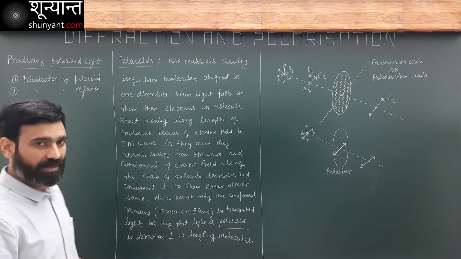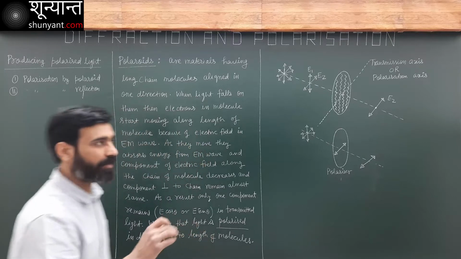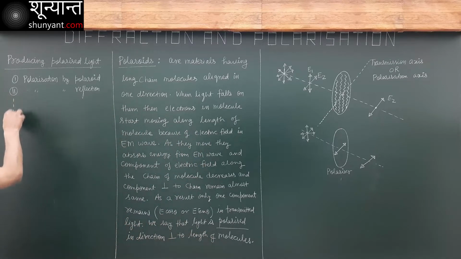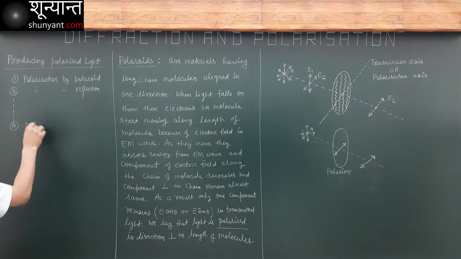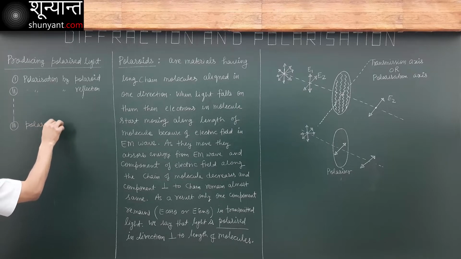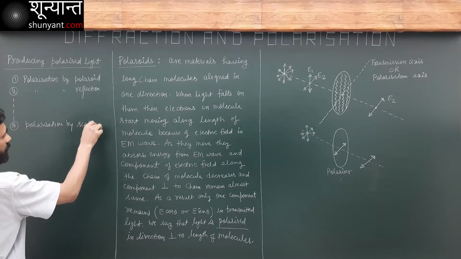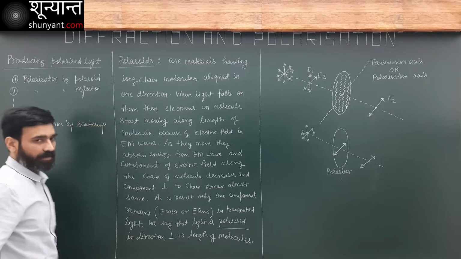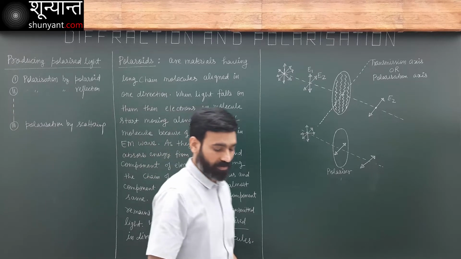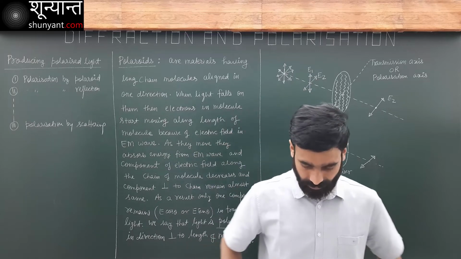Okay, there are many methods. Not that there are only two methods. There is also one method, polarization by scattering. When scattering happens, the scattered light is also polarized.